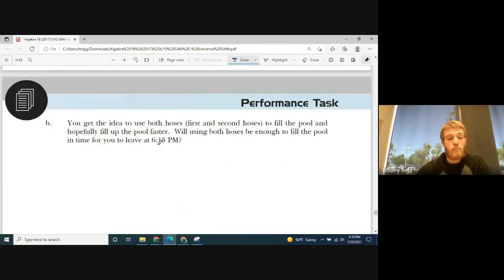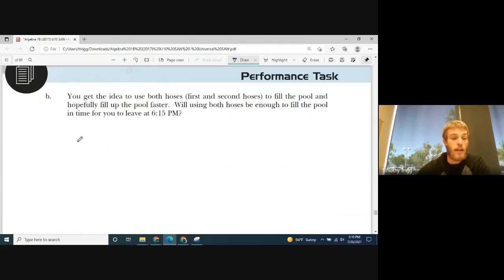So you get the idea to use both of the hoses, the first and the second hose, to fill the pool and hopefully fill up the pool faster. Will using both hoses be enough to fill the pool in time for you to leave by 6:15 p.m.? Well, let's find out. So when the two hoses are working together, it'll take them less time, right?